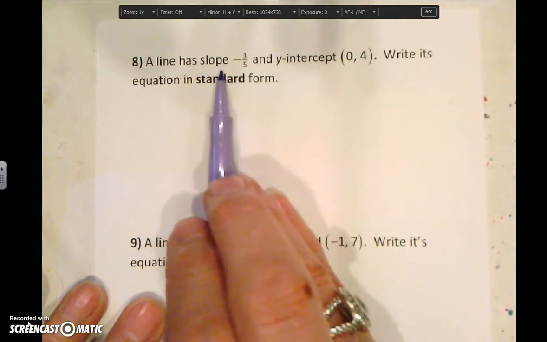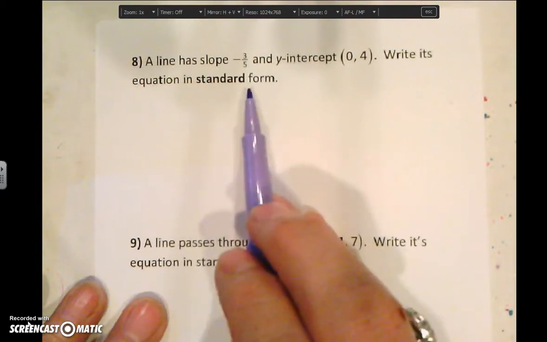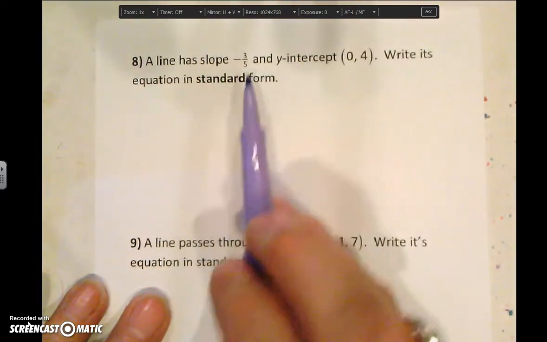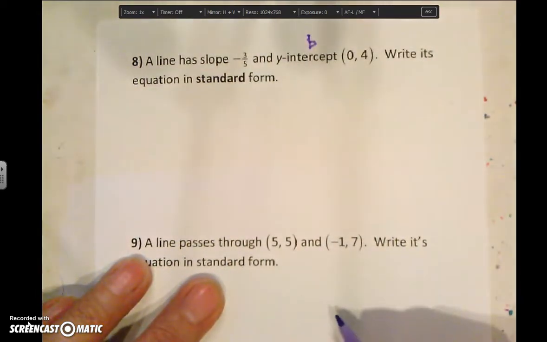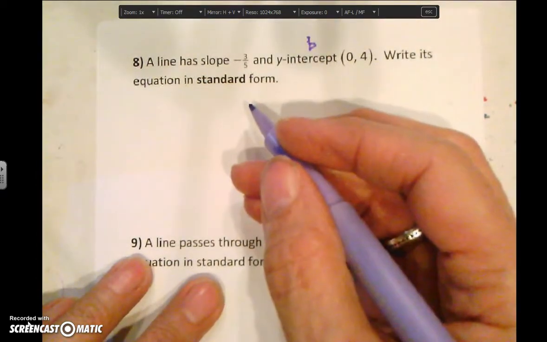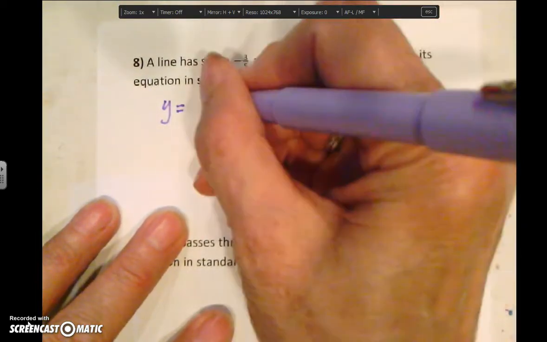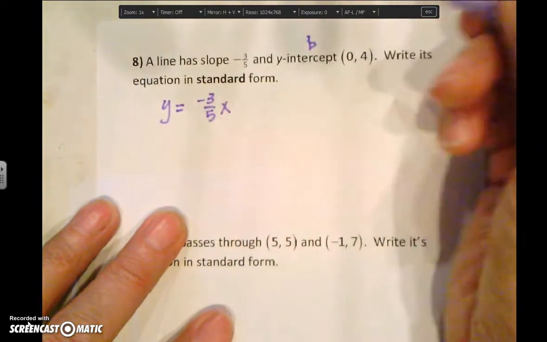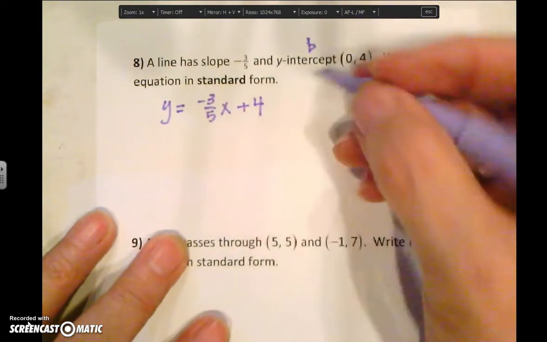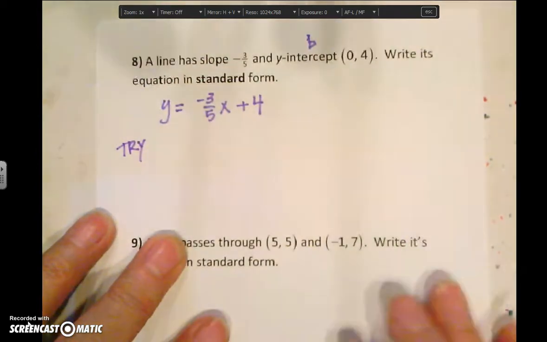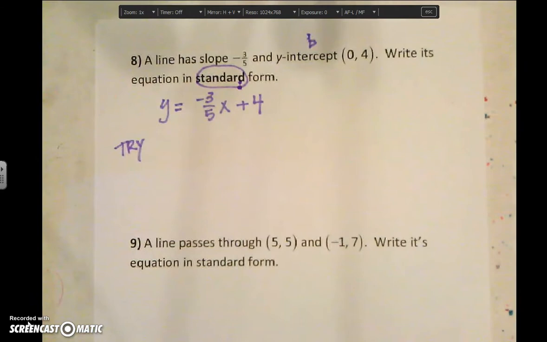All right, so a line has a slope of negative 3/5 and a y-intercept of 0.4. Write its equation in standard form. Well, again, I can't plug into standard form. So I see that I've got the slope and I have the y-intercept. Remember, the y-intercept is b. So we can use y equals mx plus b and begin with y equals a negative 3/5 x and then plus 4. All right, so then I'm going to let you try to change that to standard form yourself.